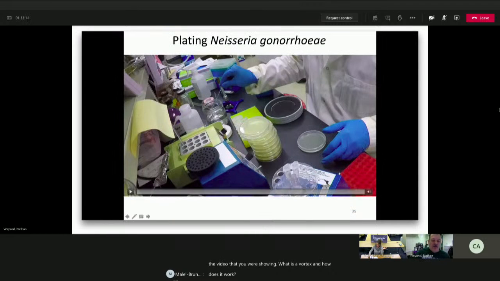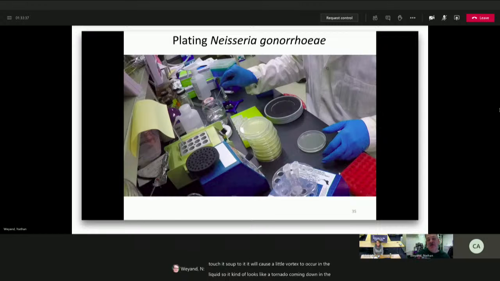Okay, so in this movie, this instrument here with the blue metal base, both of these are called vortexers, and it's just a little machine, and it shakes this pad, and there's a setting on it that's touch sensitive. So if I touch a tube to it, it will cause a little vortex to occur in the liquid. So it kind of looks like a tornado coming down in the liquid in the tube. So we call these instruments or equipment vortexers.